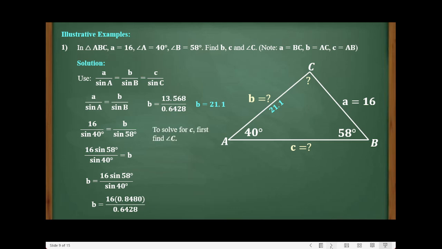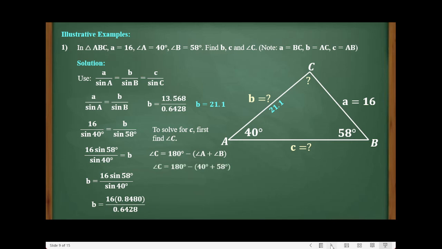The next unknown part we need to solve here is the measure of angle C. So basically, we just apply the angle sum theorem. We know that in any triangle, the sum of the measures of the three interior angles is always what? 180. So, setting up this equation for angle C, we have angle C is equal to 180 minus the sum of these two known angles. So, that is 40 plus 58.